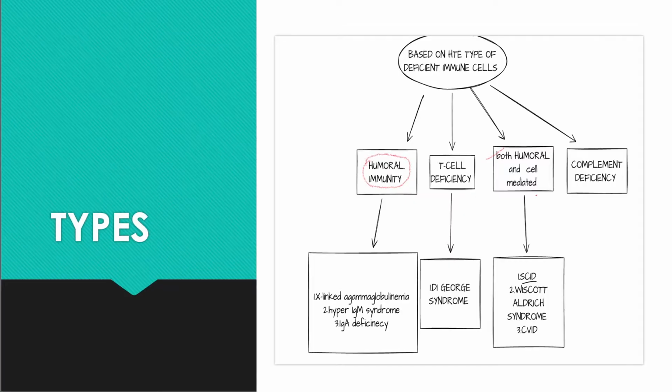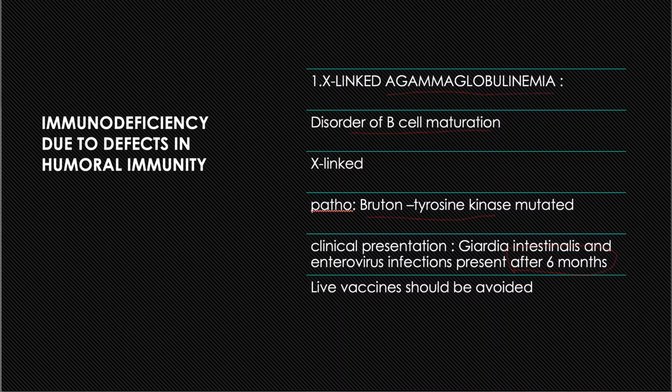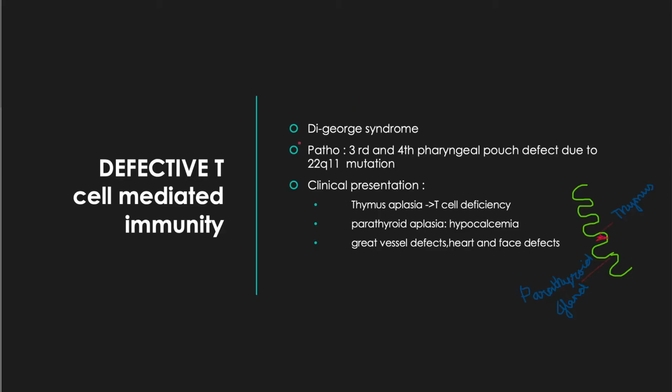Now, as we finished humoral immunity, the X-linked agammaglobulinemia, hyper IgM, and IgA deficiency, we're going to move to T cell deficiency, which basically manifests as DiGeorge syndrome. So in DiGeorge syndrome, there's going to be a mutation in the 22q11 gene, and this will cause a defect in the third and fourth pharyngeal pouch. The third pharyngeal pouch will give rise to the thymus and parathyroid gland, and the fourth pharyngeal pouch will also give rise to parathyroid gland.